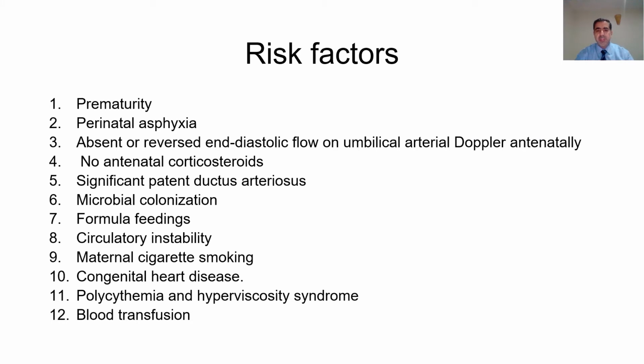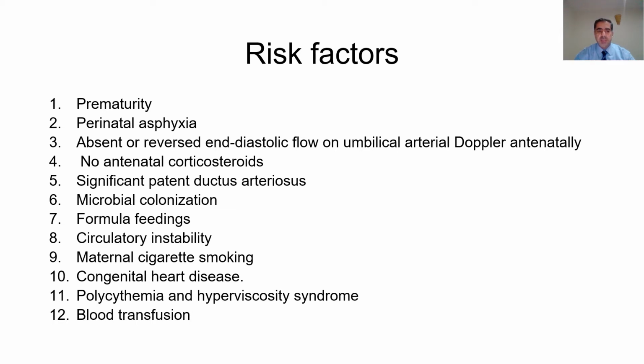Now, what are the possible risk factors for NEC? Prematurity is almost a prerequisite. We said that it's a disease of prematures and rarely it can happen in term babies. Perinatal asphyxia is a very important risk factor. In case of absent or reversed end-diastolic flow on the umbilical arterial Doppler antenatally, there might be an increment in the risk of necrotizing enterocolitis, in addition to no antenatal corticosteroids for the mother. Also if the baby is having a significant patent ductus arteriosus.